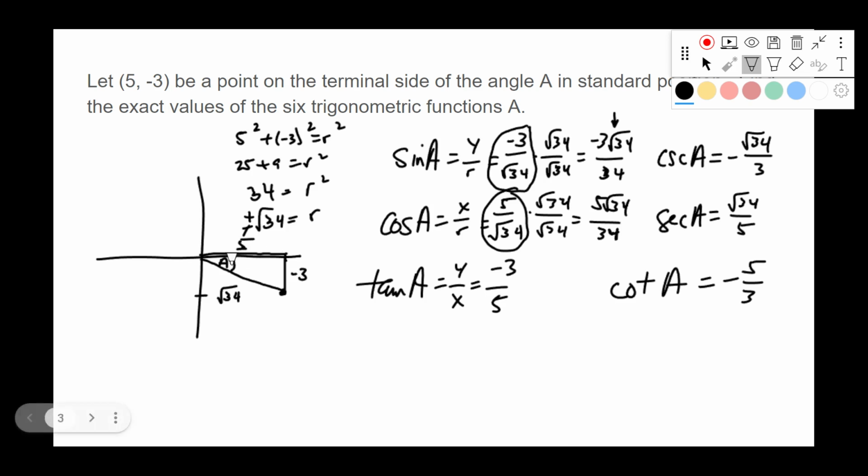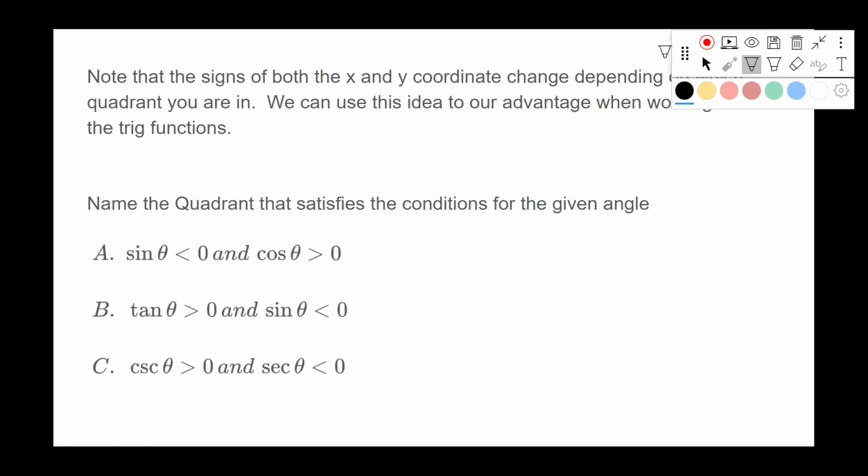Okay. Again, it works with SOHCAHTOA as well if you want to do it that way. As long as you draw your triangle correctly and put the angle in the right spot, it doesn't matter which way you do it. All right.